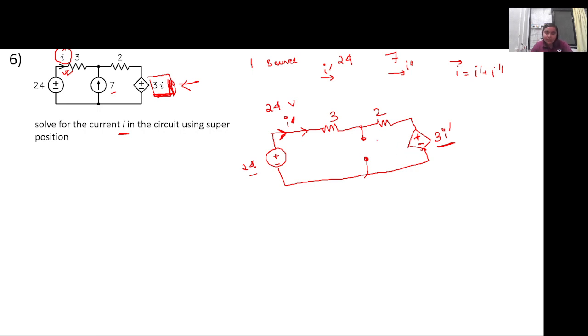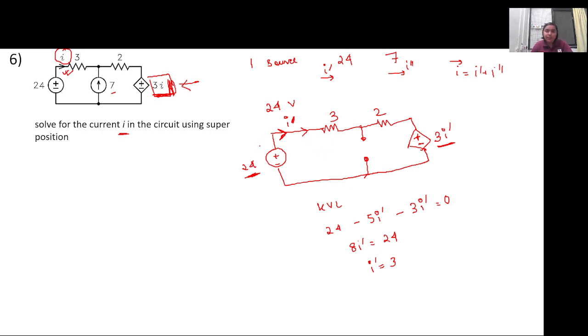Now, since we have the current flowing here and we have the two voltages, we can easily apply KVL in this loop. So it will be 24 minus 3 plus 2, 5I dash, 5I dash minus 3I dash will be equal to 0. So 8I dash will be equal to 24, I dash will be equal to 3. So for this 24 volt voltage source, a current of 3 ampere is flowing through it.